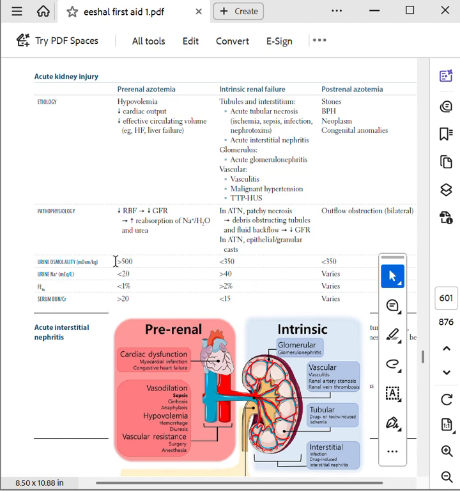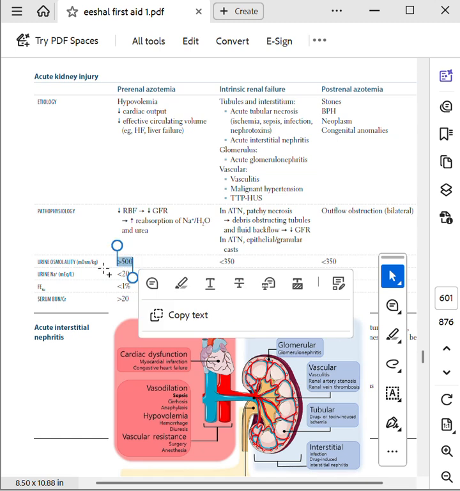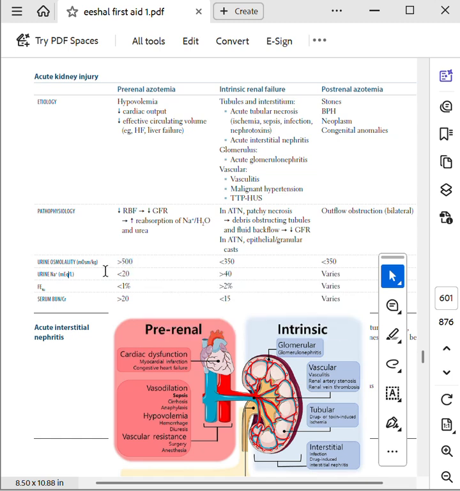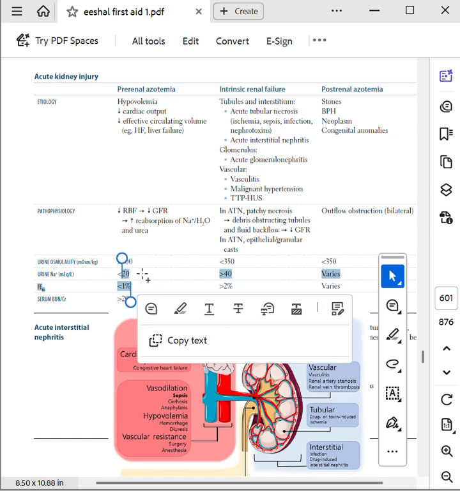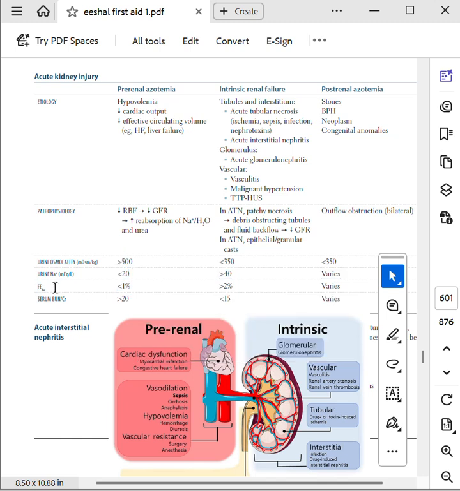Urine osmolality is more than 500 milliosmoles per kg. Urine sodium is less than 20 milliequivalents per liter, and FeNa is less than 1%. Remember that the fractional excretion of sodium is always less than 1% in pre-renal azotemia, and this is how we know that something has pre-renal azotemia, when the fractional excretion of sodium is less than 1%.